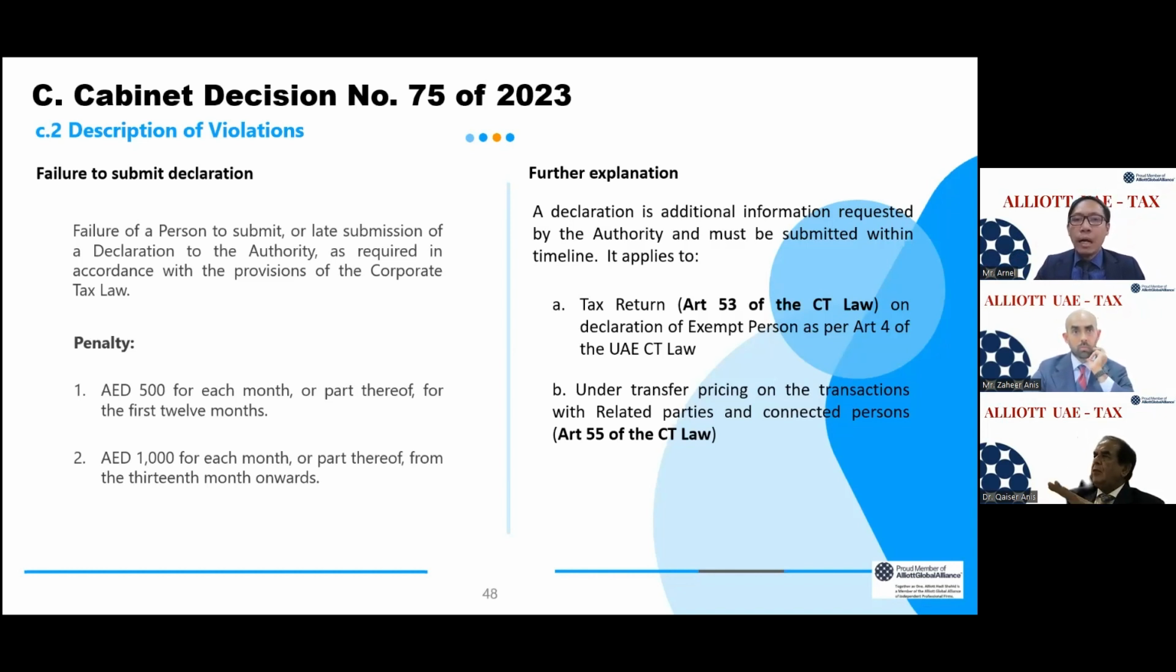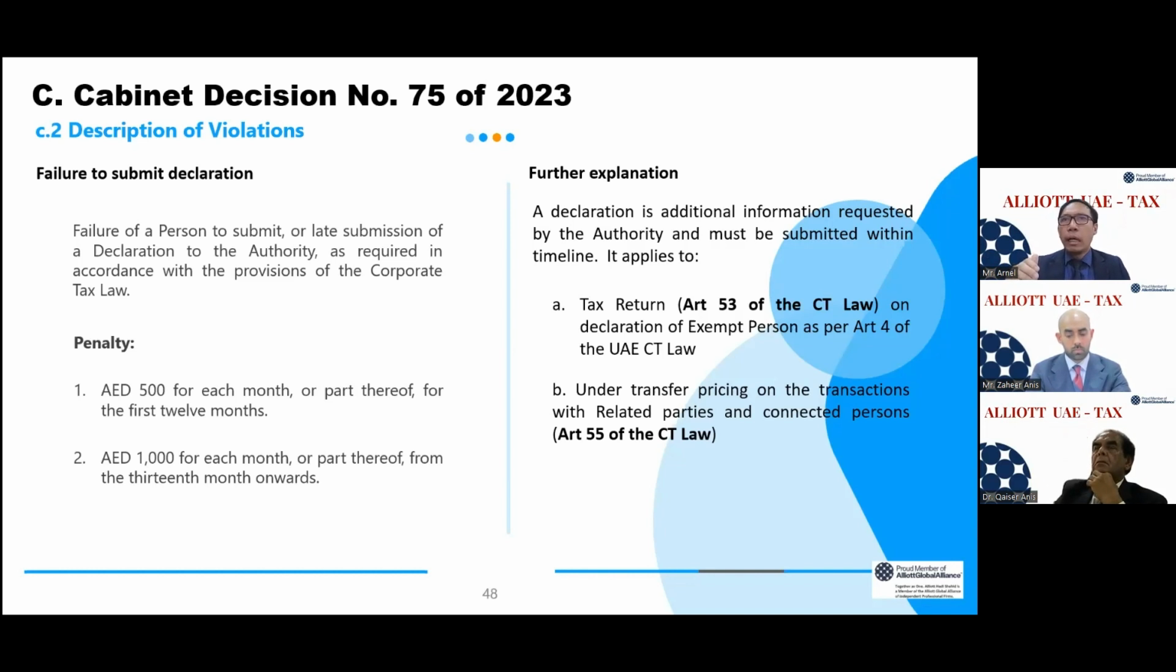The other one is under the transfer pricing law, also related to Article 55 of the corporate tax law. So what is it about? When we're talking about transfer pricing, these are the declarations of all the transactions you made with your related parties or connected persons. So in addition to what is required on the corporate tax return, there's also a need for a declaration when it comes to transfer pricing, and also those related to exempt persons.